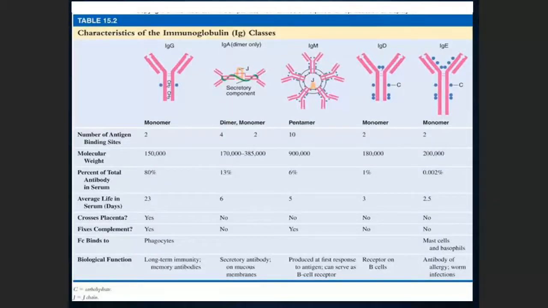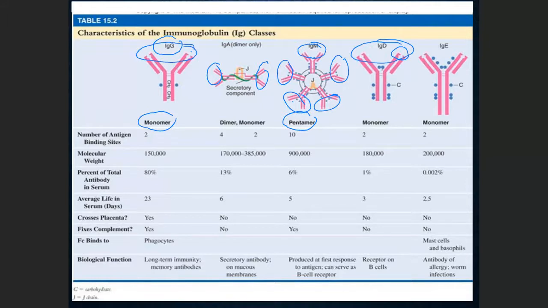Again, this is the 5 classes of antibody. The IgG monomer is only one type of structure, one side. The IgA is a dimer, okay, 2 sides. The IgM is actually 1, 2, 3, 4, 5. So there are 5 sides of reaction over here, therefore it's called a pentamer. So IgM is a pentamer. The IgD is a monomer, only one side. Okay, so this is one side over here. And the IgE is also a monomer.